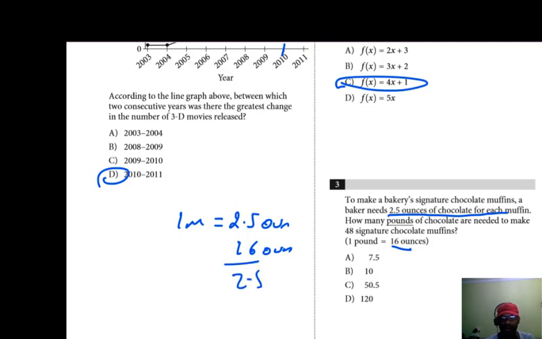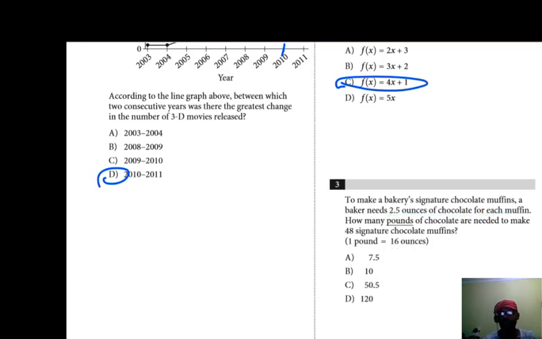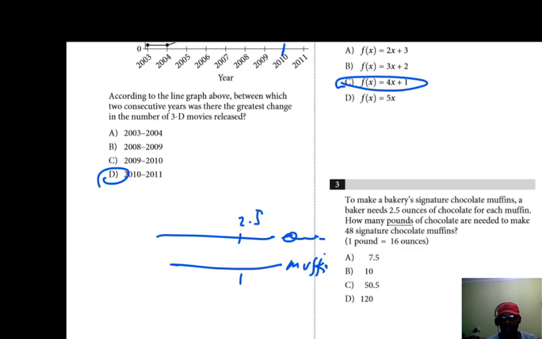16 over 2.5. Okay, use calculator. Let me use the calculator. To make a bakery signature chocolate muffins, a bakery needs 2.5 ounces of chocolate for each muffin. So we have here two lines. One is for muffins, and then we have here ounces of chocolate. One muffin needs 2.5, therefore 48 muffins need how many ounces?